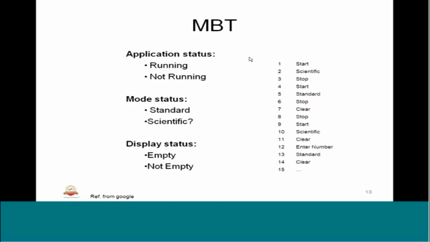So right hand side you can see the various steps that are involved: the start, scientific, stop, start, standard, stop, clear, stop, start, scientific, clear. So these are some of the executions that can be done like a test scenario. So there are about 14 test scenarios that have been listed on the right hand side. All this can be applied to test one of these 3 aspects or 3 features of the function.